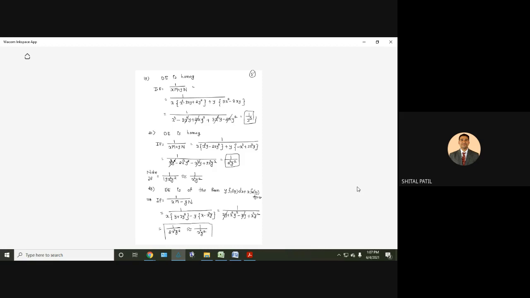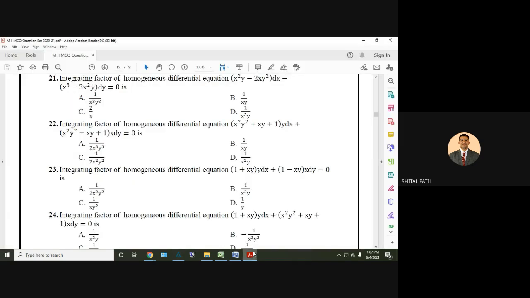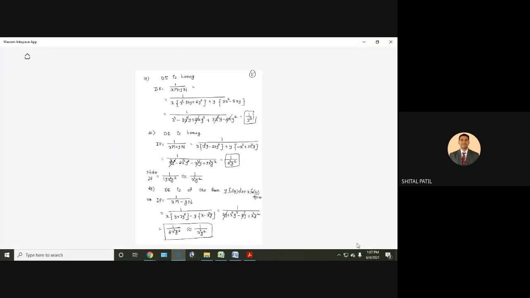Both options will not be there. One of them will be there. So you choose whatever the option. So which one here? 1 upon 2x square y square. No problem. Example number 23, 1 upon 2x square y square. A option is correct. Yes, we'll go to the next example.